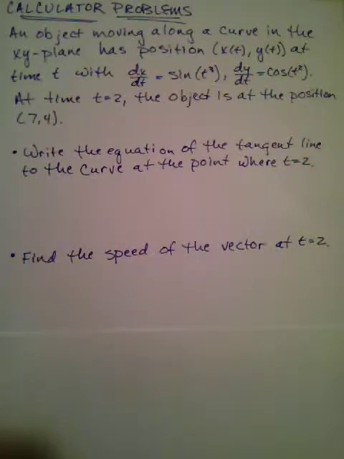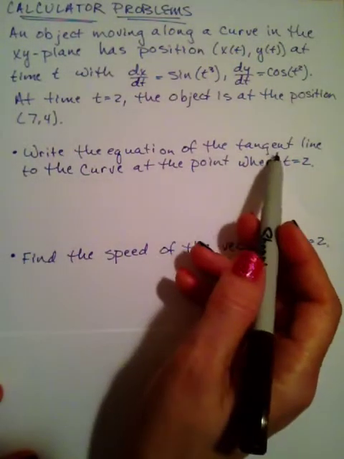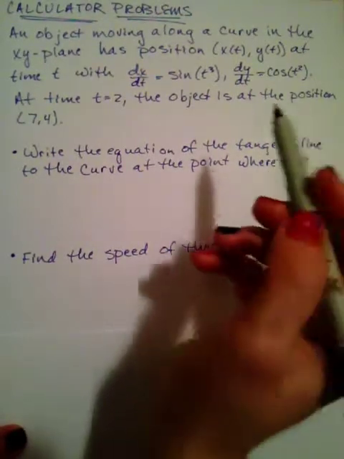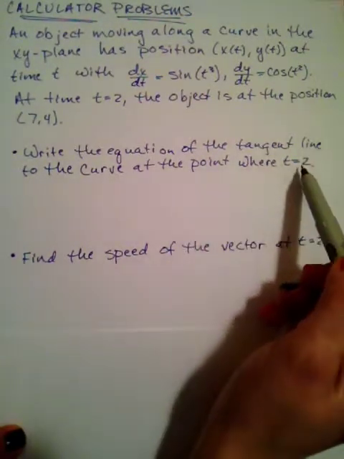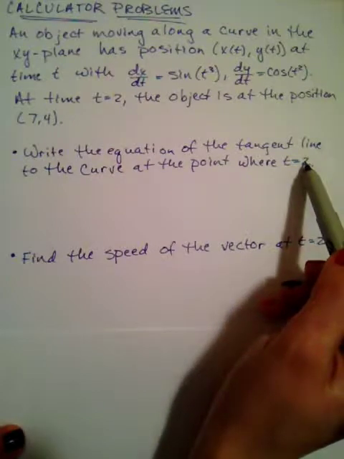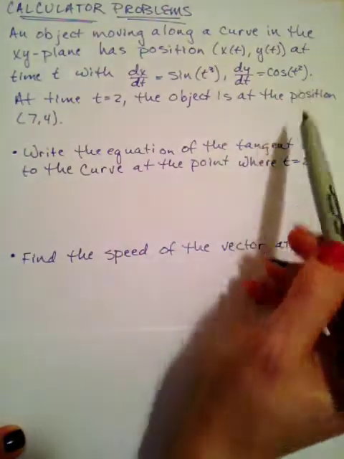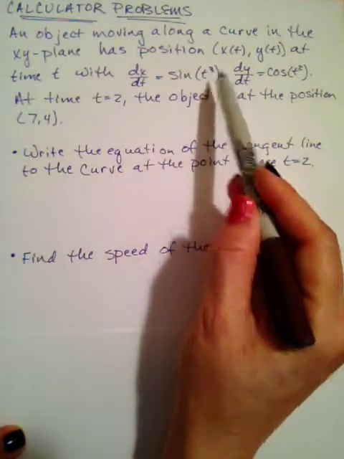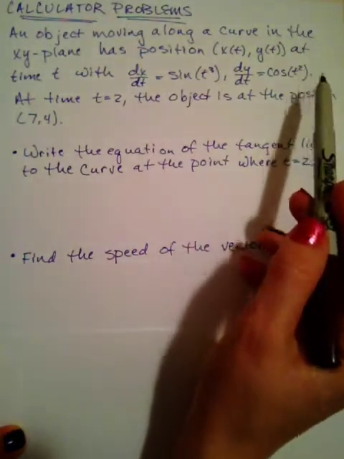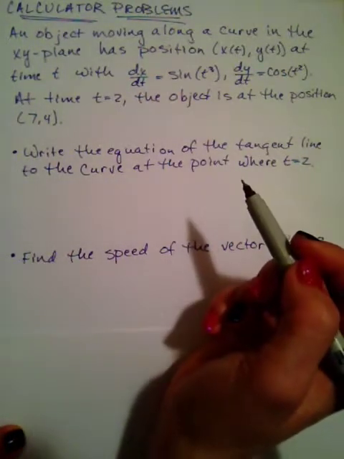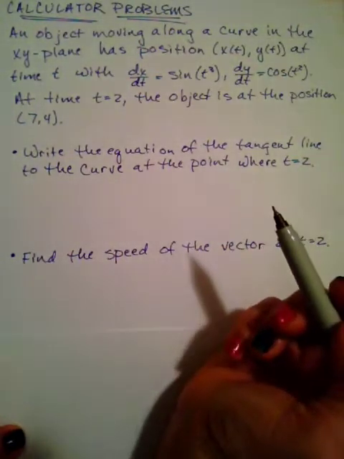At time t equals 2, the object is at the position 7, 4. So first, we want the equation of the tangent line to the curve at the point where t equals 2. One of the reasons why this was a calculator problem is that you can't actually give a value for sine of 2 cubed or cosine of 2 squared off of the unit circle, but that's okay. We're going to keep the answers exact. If you want decimals, then you could just plug them into the calculator.